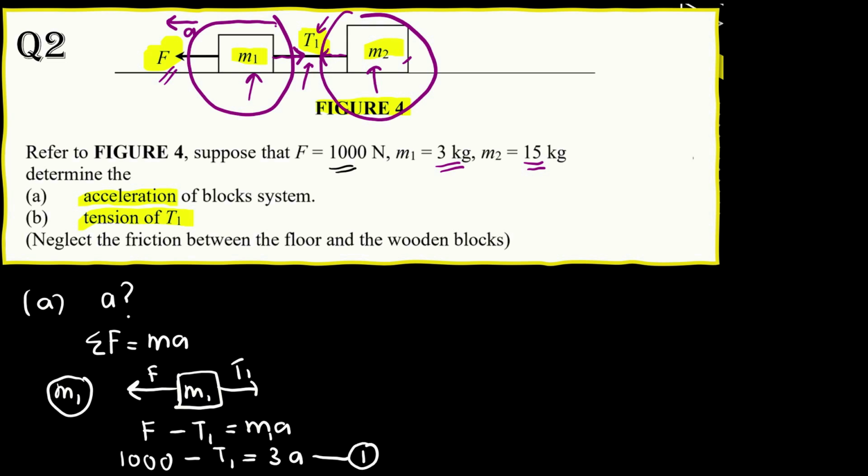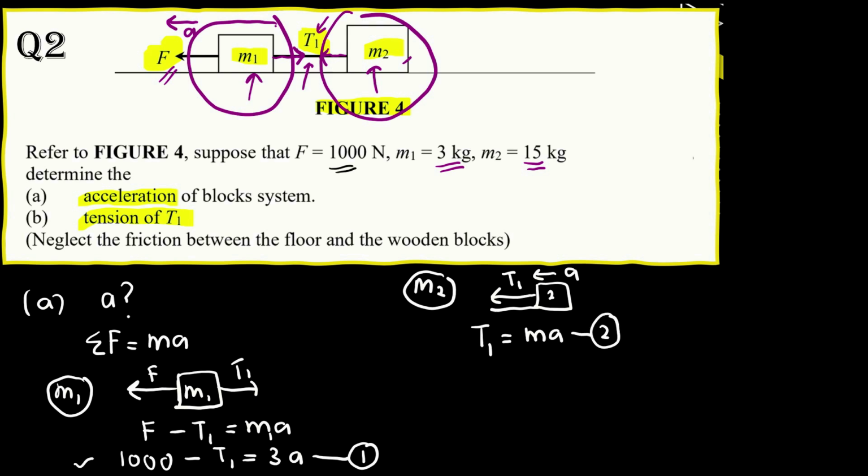By using this equation, we still cannot solve for acceleration because we have the unknown T1, meaning that we need to use the information from block number 2. If we draw the forces acting on block number 2, we only have the tension T1 directed to the left and our acceleration is also directed to the left, meaning that the equation of forces acting on block number 2 is T1 is equal to ma. This is equation number 2.